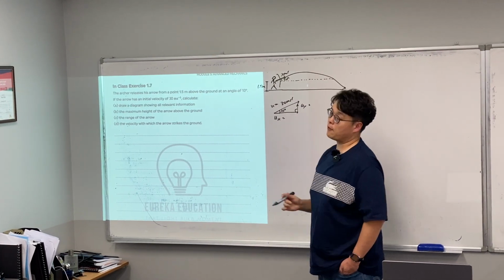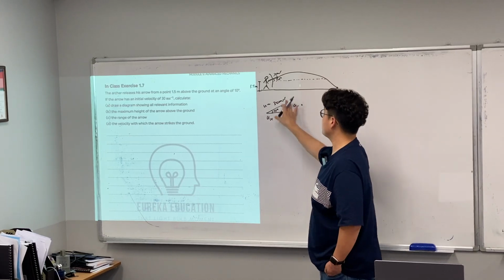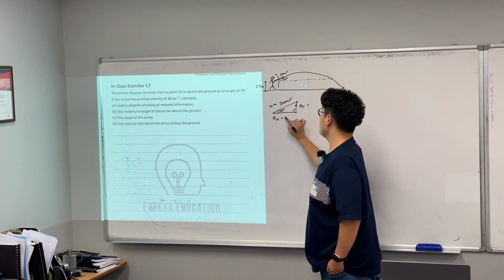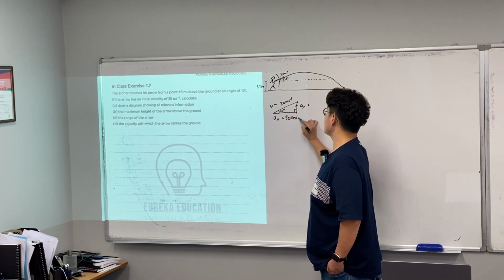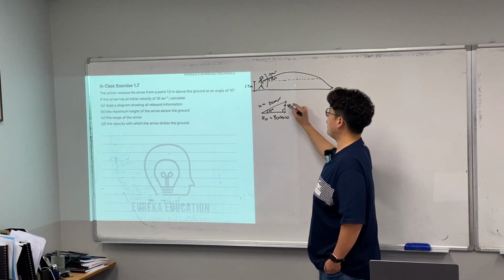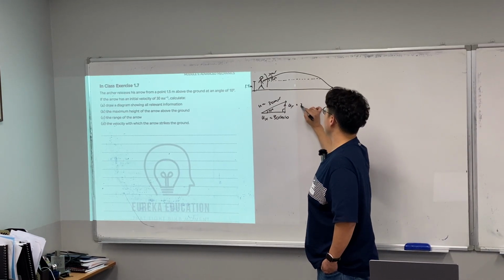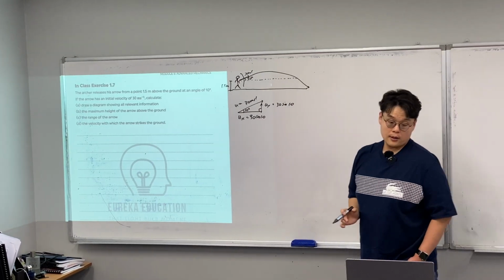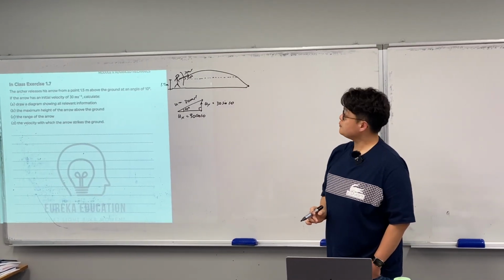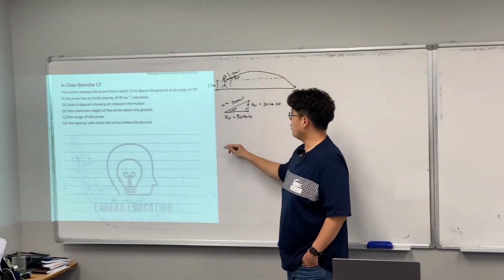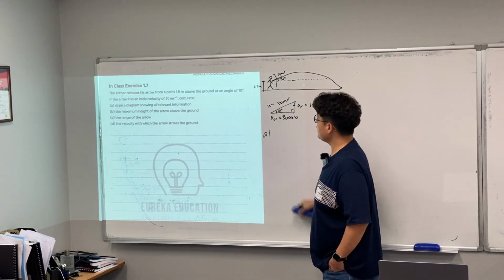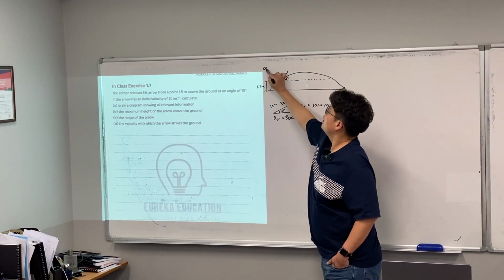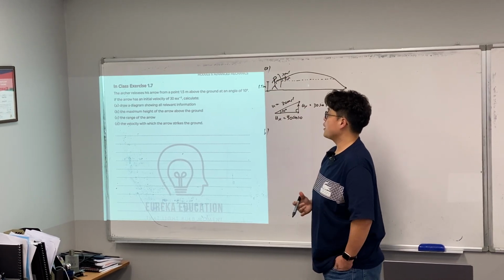This is the first step, every single time. From this right-angle triangle, Ux is 30 cos 10. From this one, Uy is 30 sin 10. Not bad, okay? So that's the starting point. A is done. B, the maximum height of the arrow above the ground.